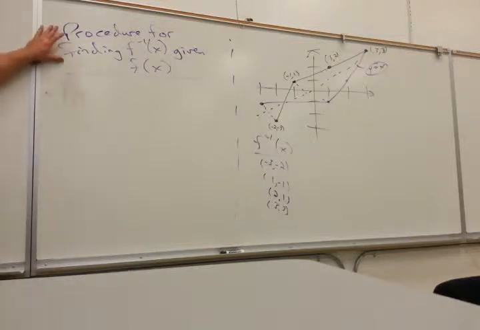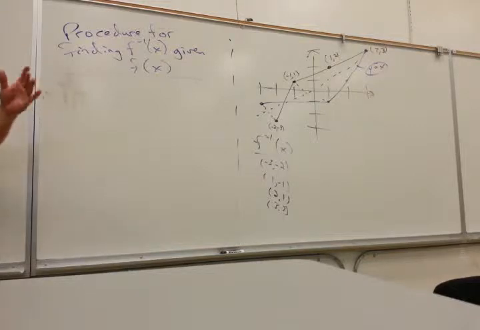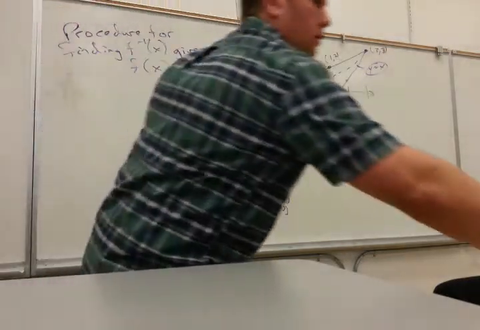So graphically, this procedure is very simple. Just take every point you see, flip it, and then regraph it. And then you've got the inverse. Right? No big deal. Yeah? That's where I'm going next.